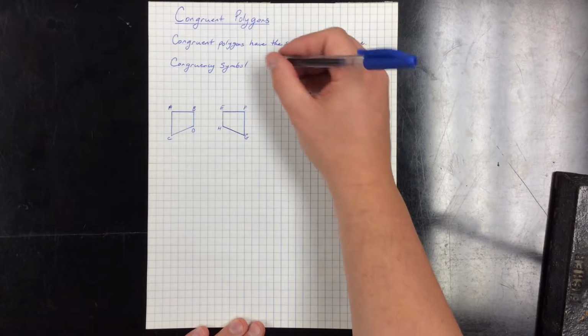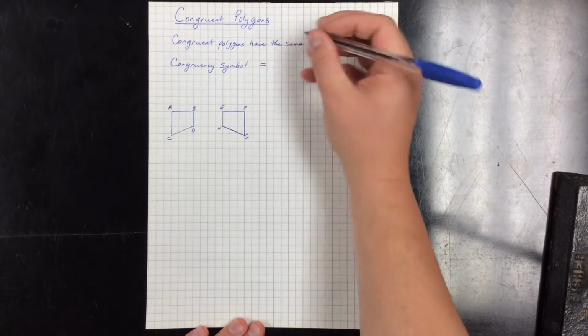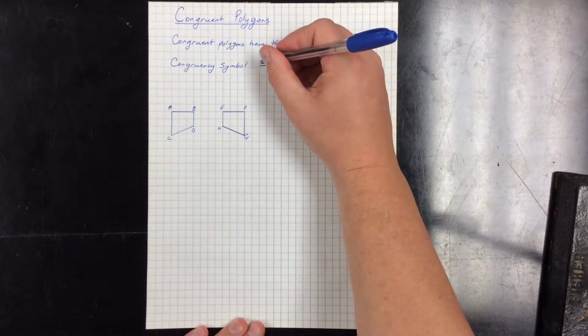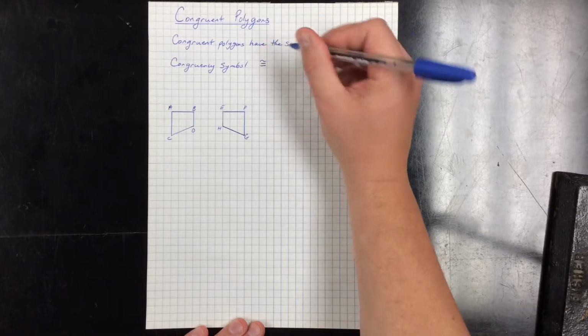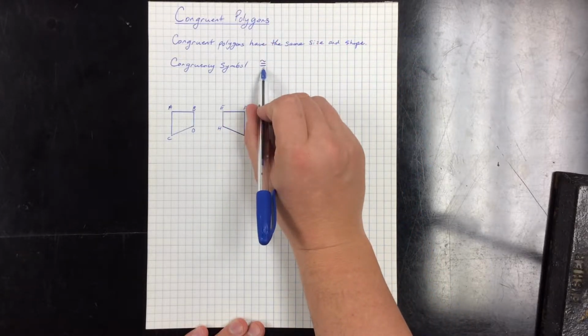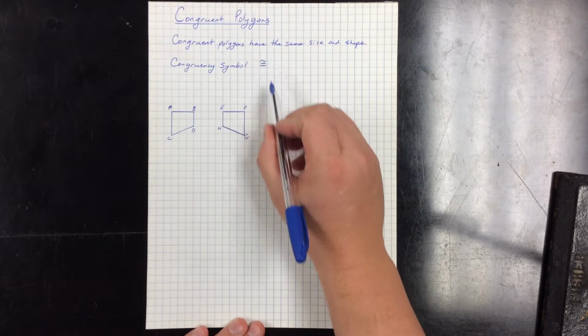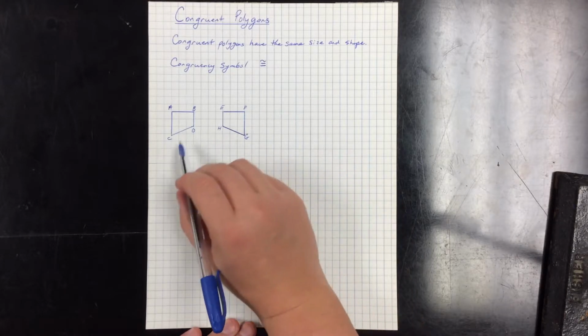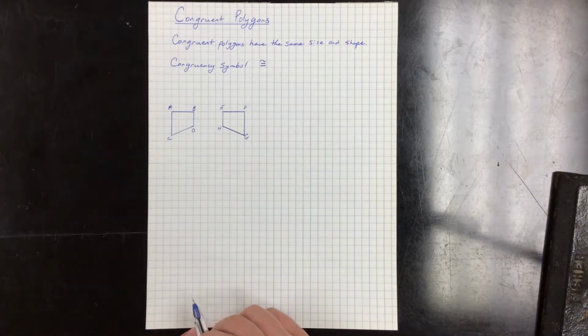When we're talking about congruency, we could say that they're equal, but just to make the distinction, we're going to put a little squiggly on top and say "congruent to." So we have the equal sign with a little addition on top. So we have these two shapes, and they are congruent to each other.